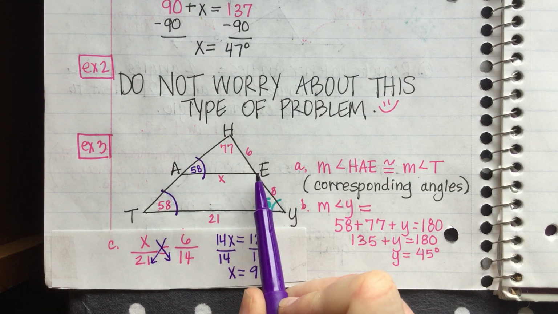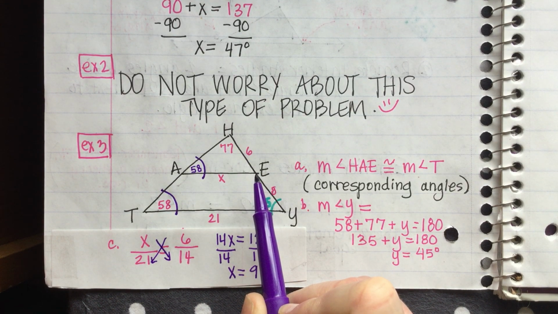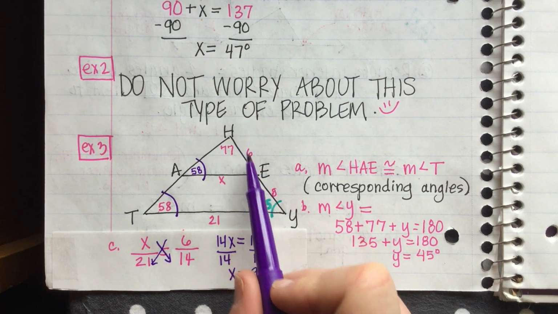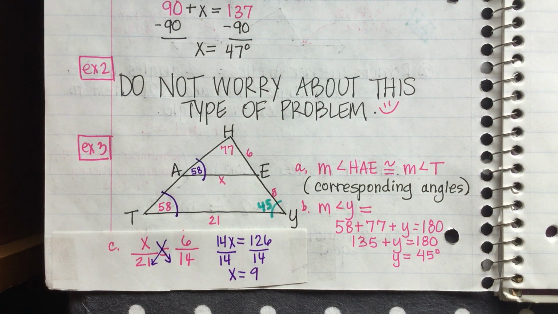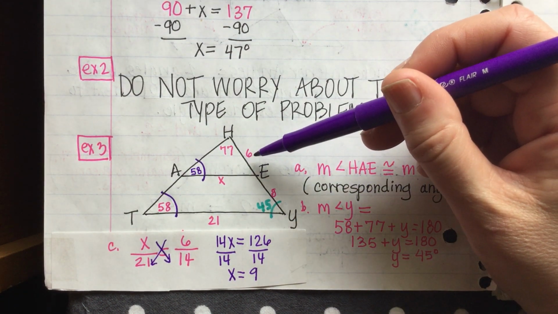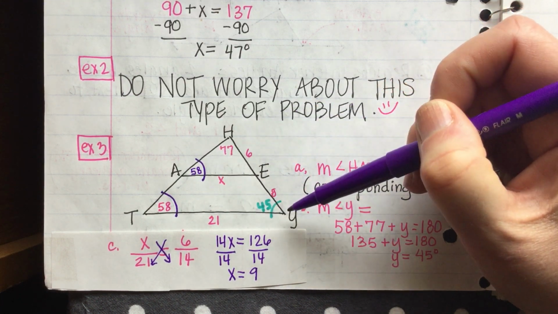So X is the smaller triangle, and this side 6 is also the smaller triangle. And I'm going to compare 6 with the whole side. So I'm comparing smaller triangle to larger triangle. So to get that 14, I added 6 plus 8, so that I'm talking about that entire side.